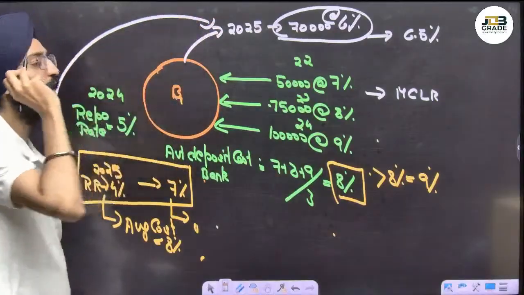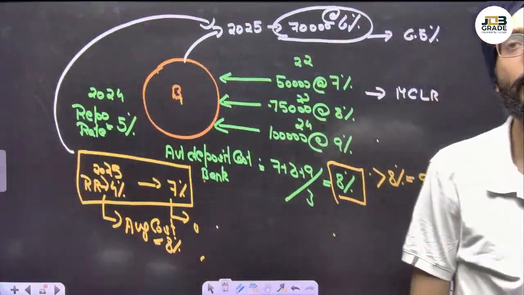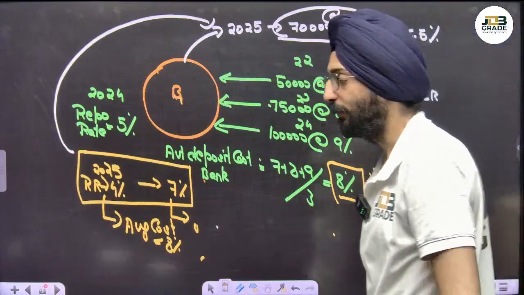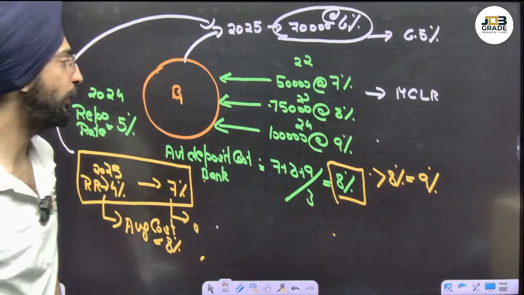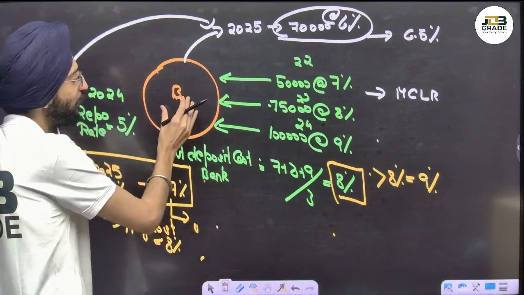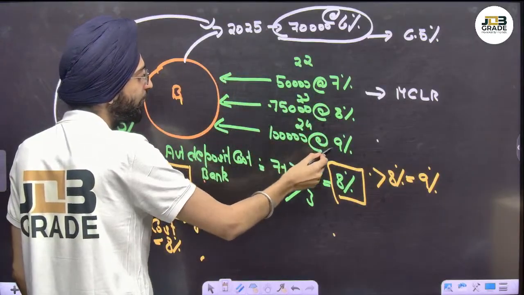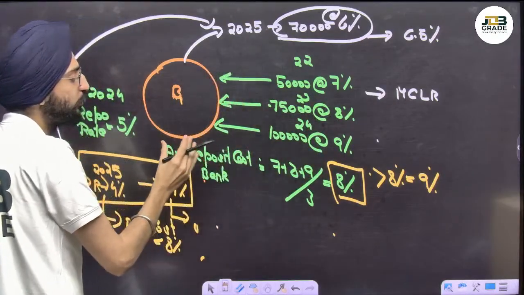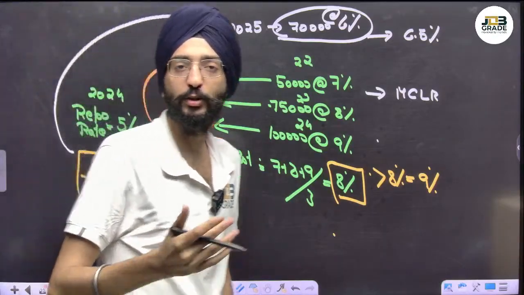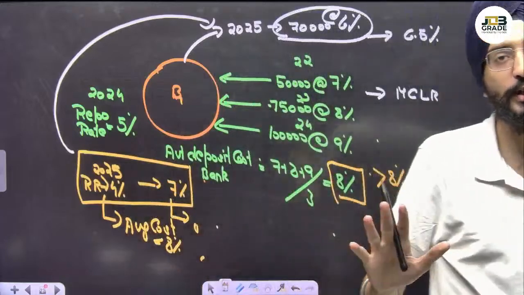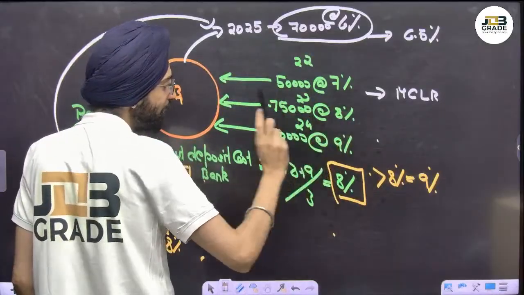I'm explaining this very briefly because it's a very important subject component, and it's absolutely fine if you don't understand it fully, but this is how you should think. Suppose the bank had funds of 50,000 at 7%, 75,000 at 8%, and 1 lakh at 9%. The average deposit cost for the bank is 8%. Of course, if the bank is paying 8%, it's going to lend at more than 8%. As simple as that. So suppose the bank is lending at 9%.